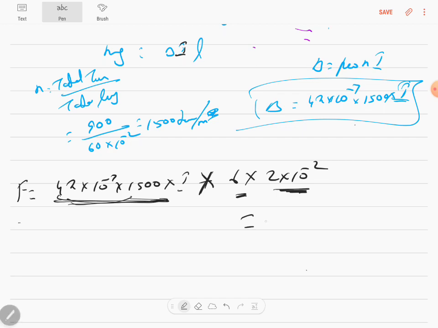What is m of the rod? M of the rod is 2.5 grams. You have to convert into kg: 2.5 into 10 to the power minus 3 into 9.8. With which you can find what should be your I. Beautiful sum.